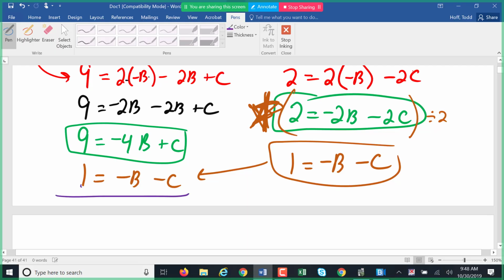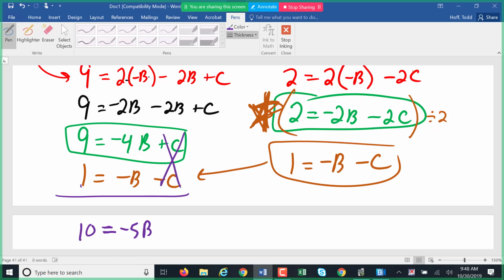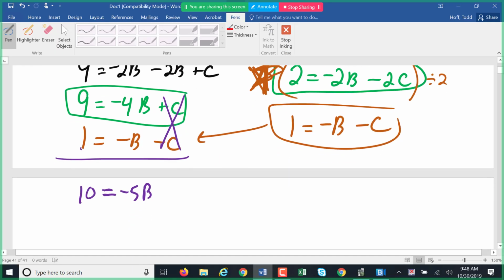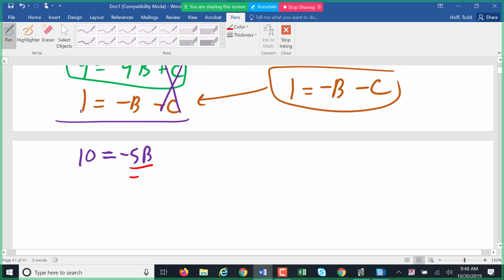I get 9 plus 1 is 10 equals negative 4b plus negative b is negative 5b. And c plus negative c cancels out. So 10 equals negative 5b. Solving that for b by just dividing by negative 5, I get that negative 2 equals b, or b equals negative 2.